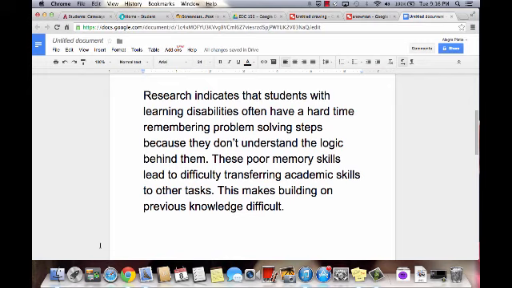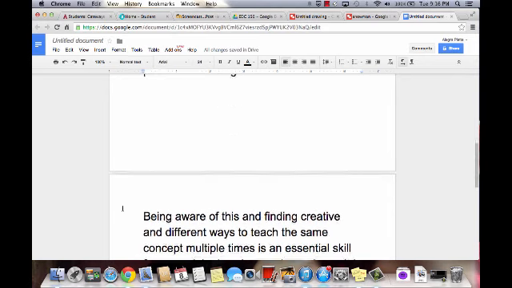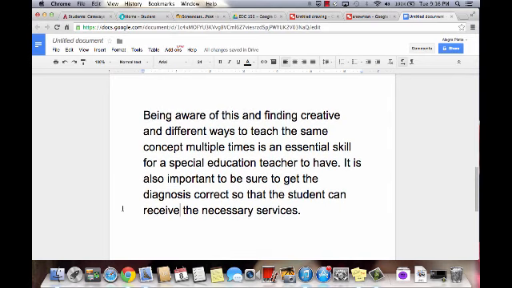Research indicates that students with learning disabilities often have a hard time remembering problem-solving steps because they don't get the logic behind them. These poor memory skills lead to difficulty transferring academic skills to other tasks, which makes building on previous knowledge difficult. Being aware of this and finding creative and different ways to teach the same concept multiple times is an essential skill for a special education teacher to have.